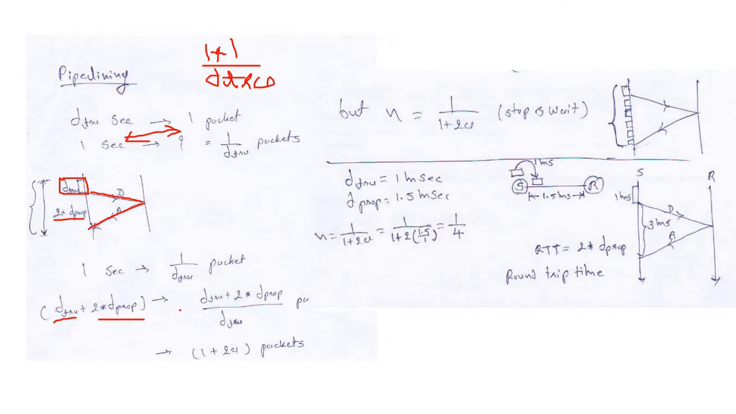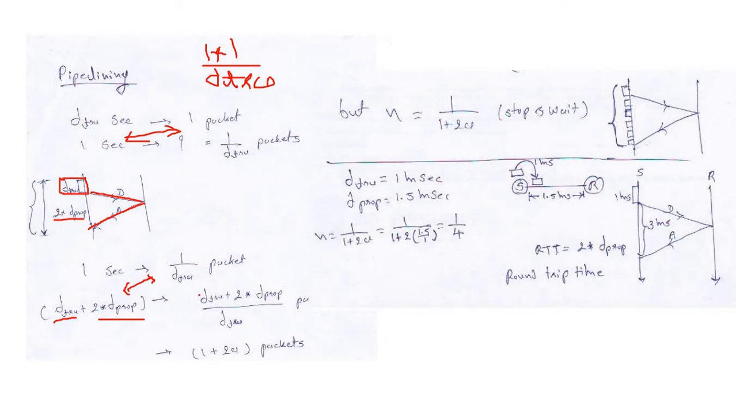So in the total time, how many packets are we able to send? Again, put the triangle to solve out this equation. Delay of transmission plus 2 into delay of propagation multiplied by 1 upon delay of transmission divided by 1. If you solve this equation, you will get delay of transmission plus 2 into delay of propagation divided by delay of transmission. Get it? It will arrive on the lower side.